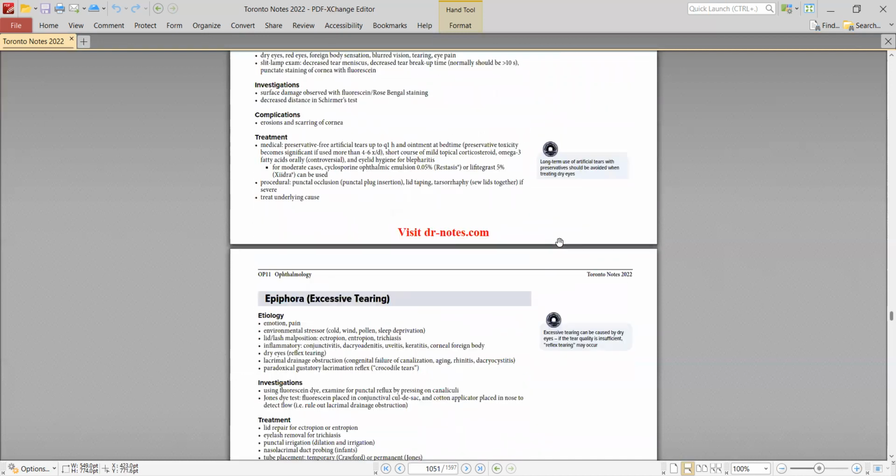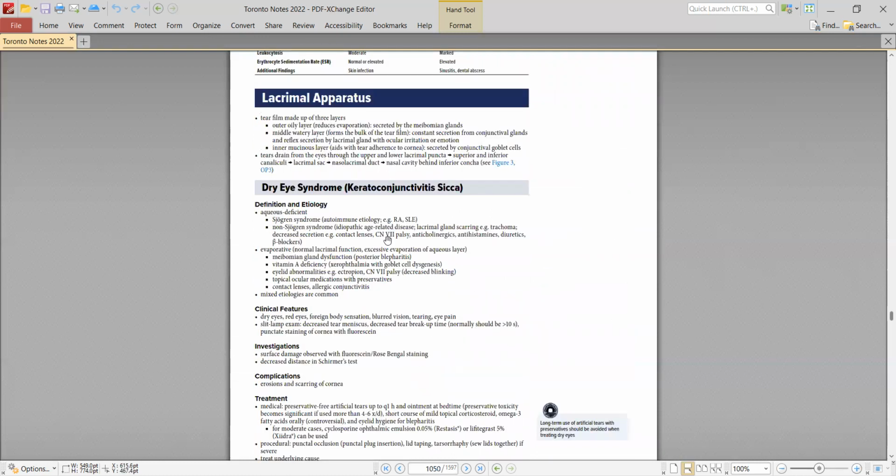I will just tell everything in a few superficial lines about this. Dry eye syndrome means that the eye becomes so dry that the patient will have foreign body sensation, blurred vision, tearing, and eye pain.